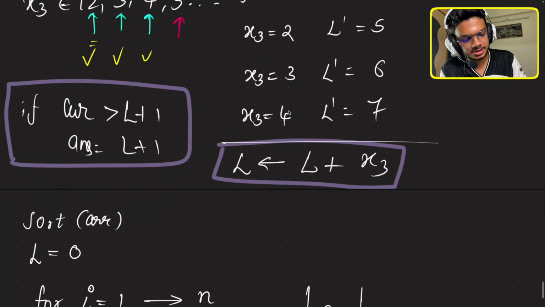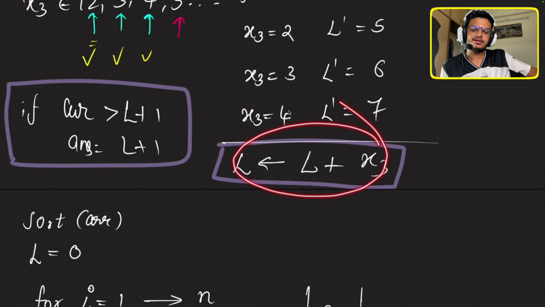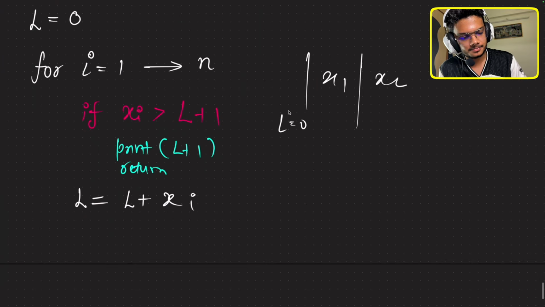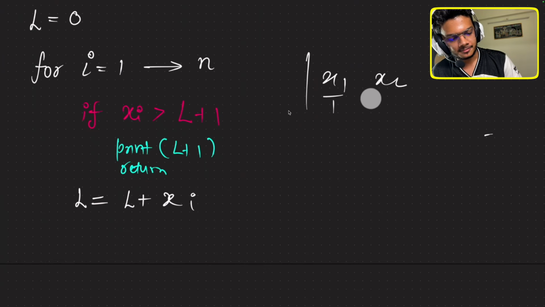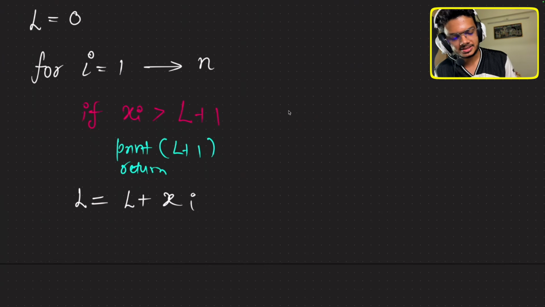So this condition, guys, you just add the current value. So if this was 1, you will add 1 to it, and now L becomes 1. Similarly, you go on. I will not explain this again because we have already seen how the value of L progresses. So L becomes L plus xi.